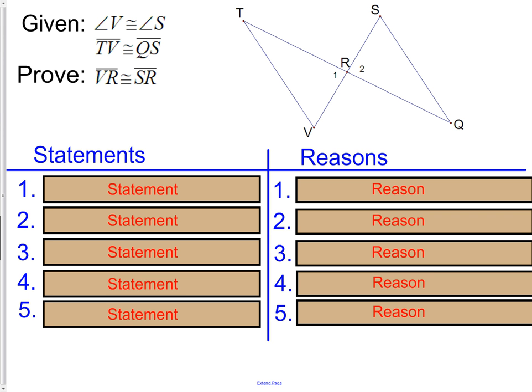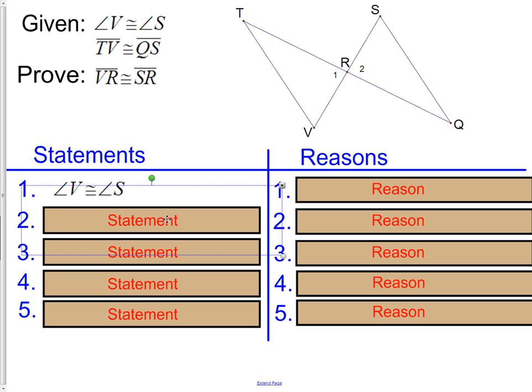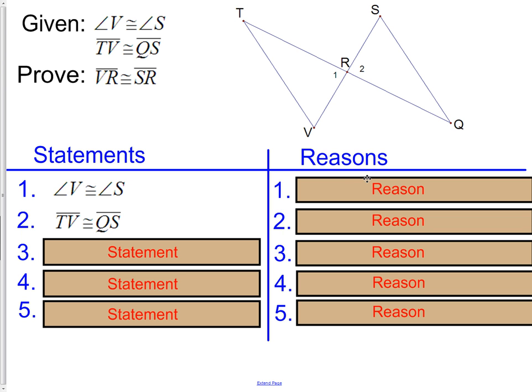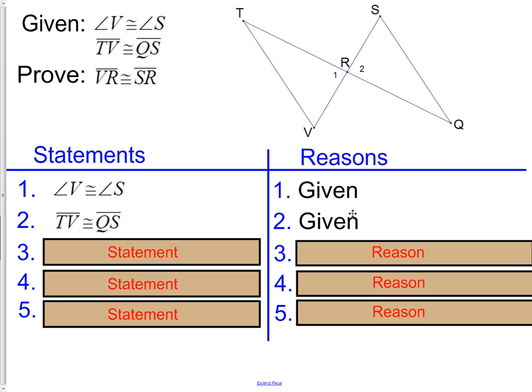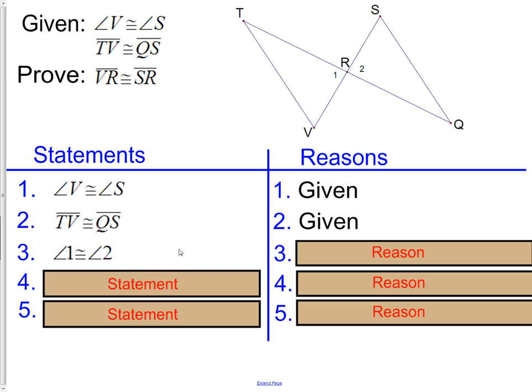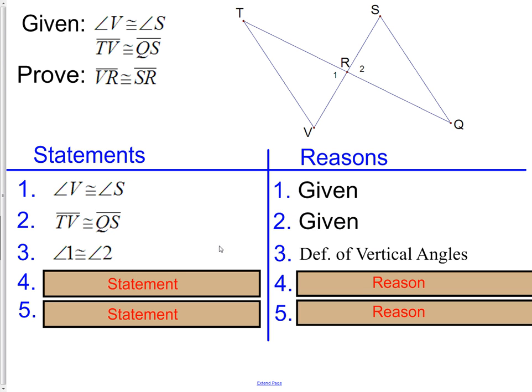Here's a proof that we've done before, or at least part of it. We are given that angle V is congruent to angle S. We are also given that side TV is congruent to side QS. Both of those pieces were given to us. Now if we look at the picture, we can see that angle 1 and angle 2 must be congruent to each other. The reason is they are vertical angles, so we have the definition of vertical angles.